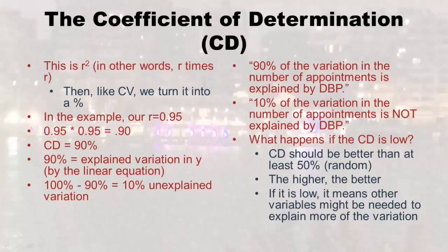In real life, what I use it for is to compare models. If one is 60% and the other is 55%, of course I'm going to go with the 60% one, but it's still not very good, right? And if it's low, the higher the better, basically. And if it's low, it means that you probably need other variables to help the X you use explain more of the variation, because that X is not doing it.